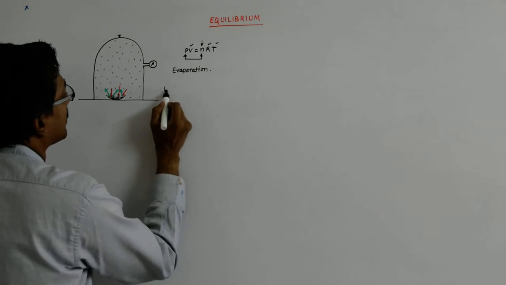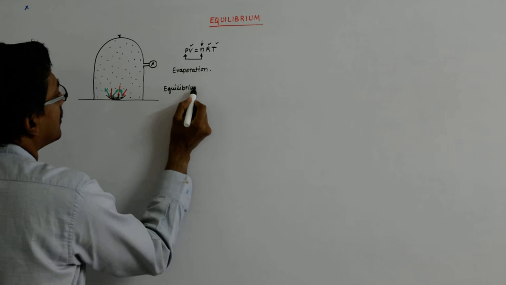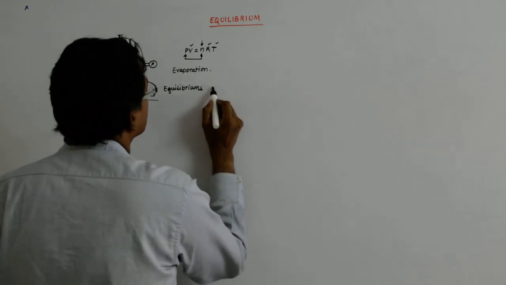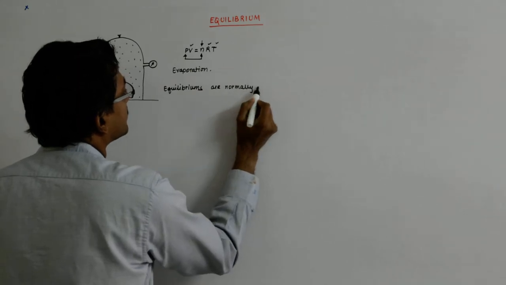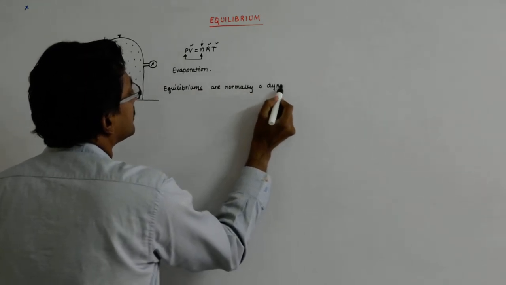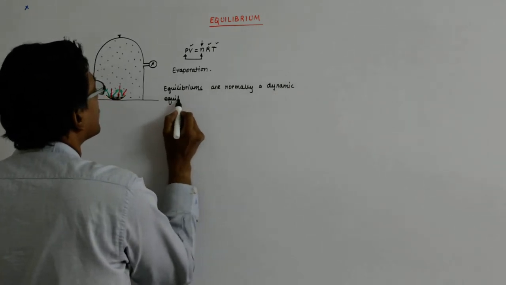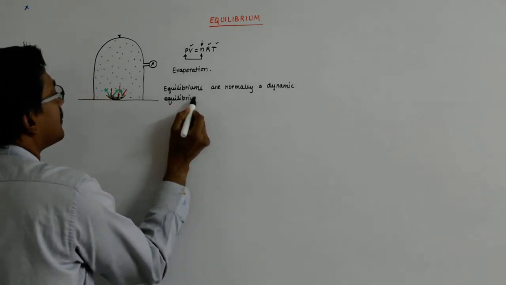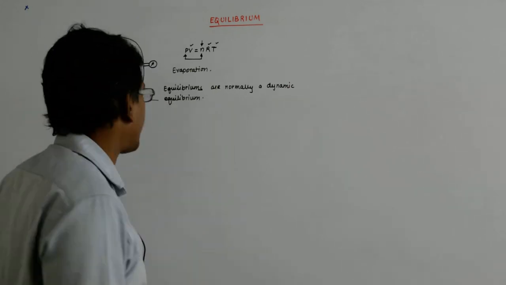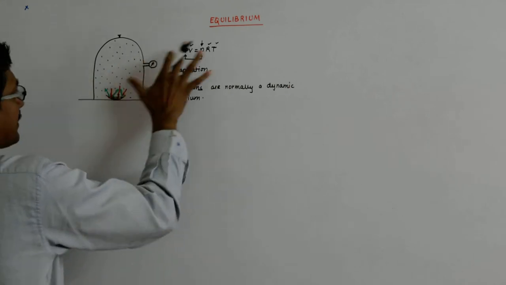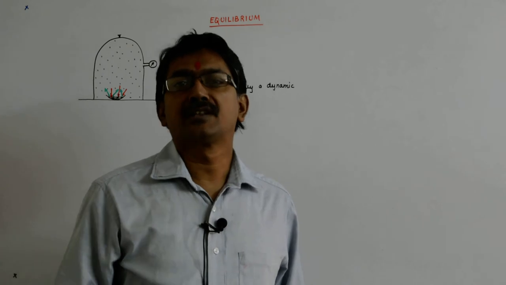So equilibriums are normally a dynamic equilibrium. Now let us try to understand it. So even though things are not changing, they are still undergoing a change.